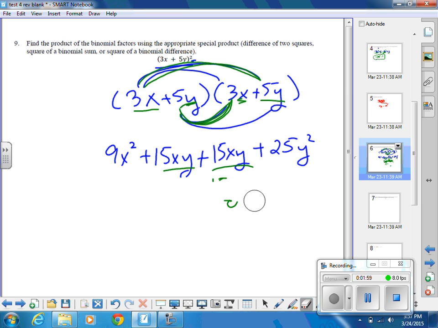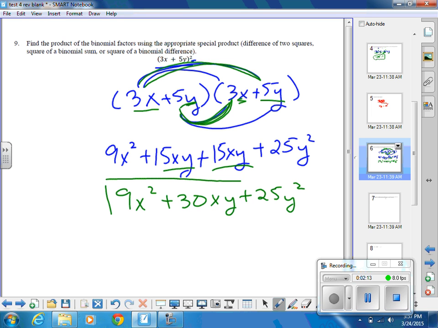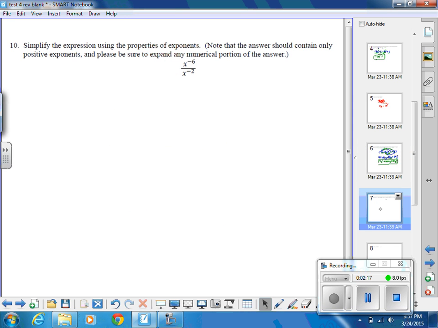Okay. And so then down here, I get 9x squared plus 30xy plus 25y squared. Okay? At this point, there's nothing else I can combine, so I'm finished. This is my answer. And I'm done. Move on to the next one.